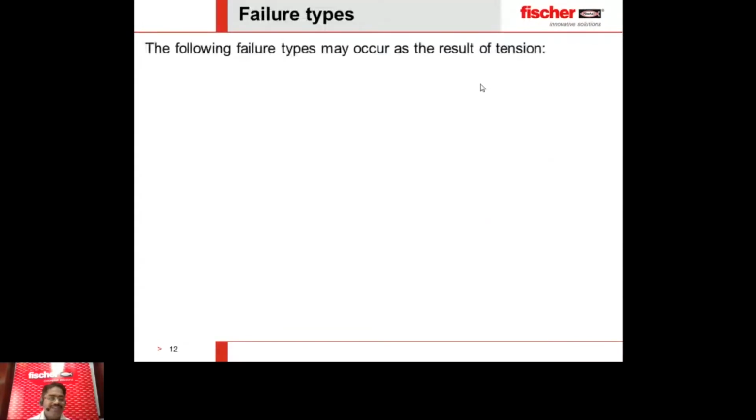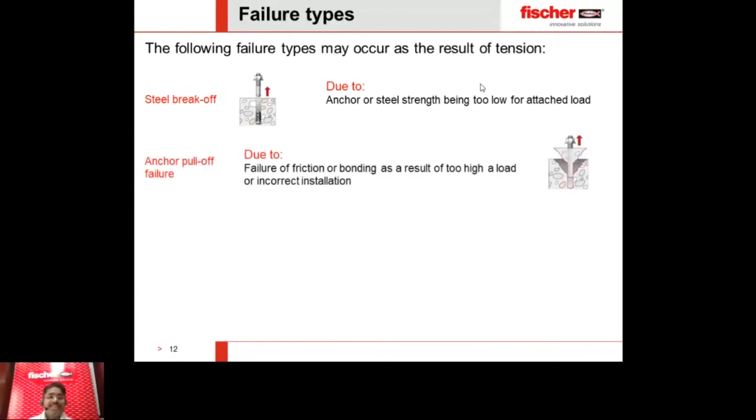So let's see. Under tension, failures can be steel failure, when your load is high and your steel diameter, or anchor diameter, is very small, then the steel will fail. There is anchor pull-off failure. Basically, anchor pull-off failure happens because of high load, incorrect installation most of the time, and less bonding strength of the chemical to the anchor and chemical to the concrete.